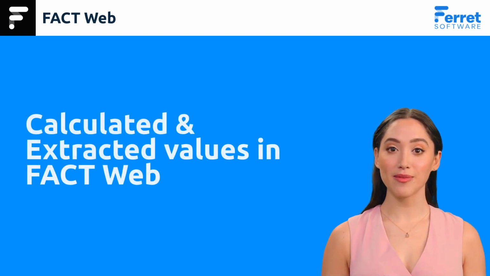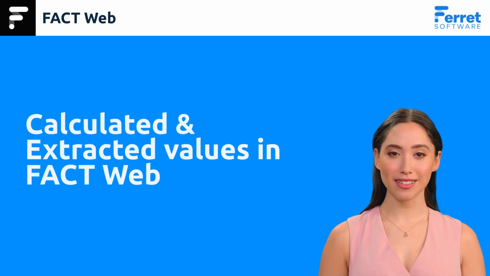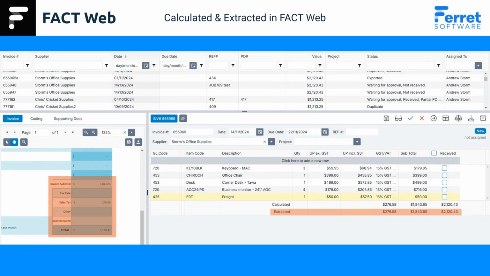In this video, I want to show you why there are two totals on an invoice in FactWeb, calculated and extracted, and what they mean. The extracted total is the value extracted from the PDF invoice by Dragon SaaS. This is usually the value the supplier is expecting to be paid.